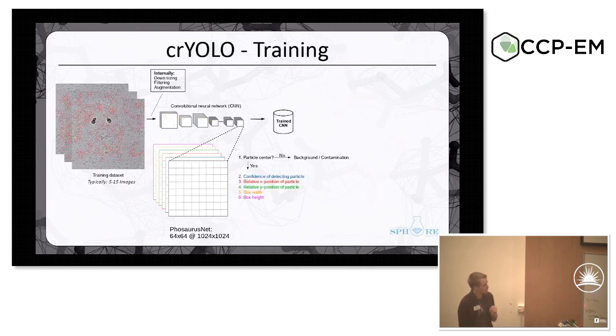So how does the crYOLO training work? You start with a small training data set of, let's say, 5 to 15 micrographs that you manually labeled. And this is passed multiple times through the network. And each time it's downsized, filtered, and augmented, but this is basically transparent for the user. You don't have to care about it. crYOLO is doing that for you.